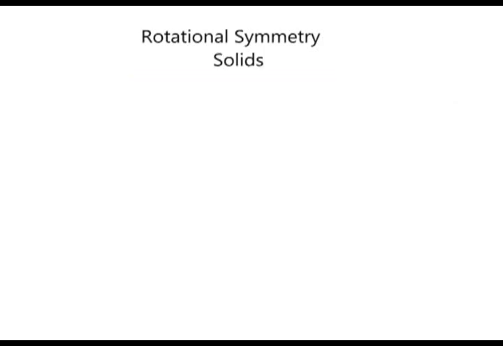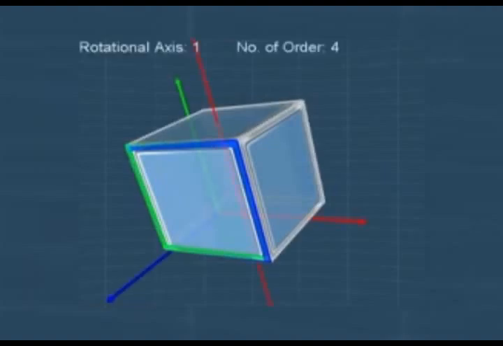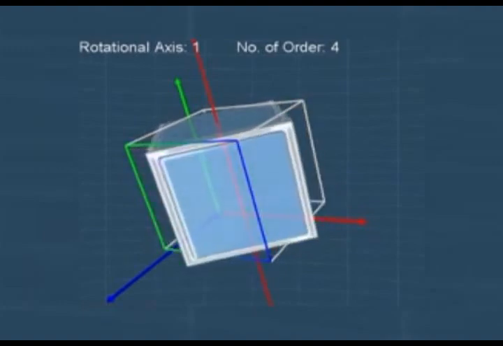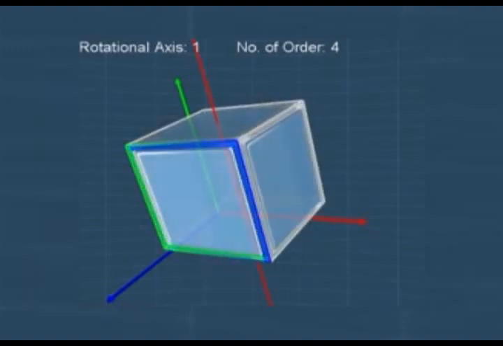Now we look at rotational symmetry of solids. Consider this cube. When we rotate it about this axis for 360 degrees, we can see that the cube matches itself for 1, 2, 3, 4 times. With that, we can say that this axis is the axis of rotational symmetry of order 4.